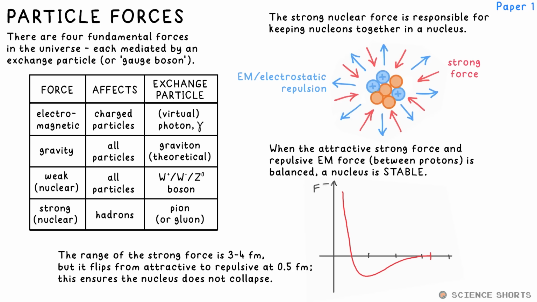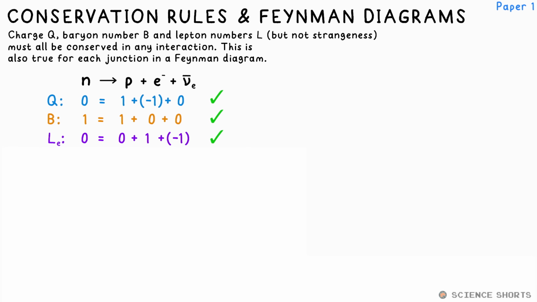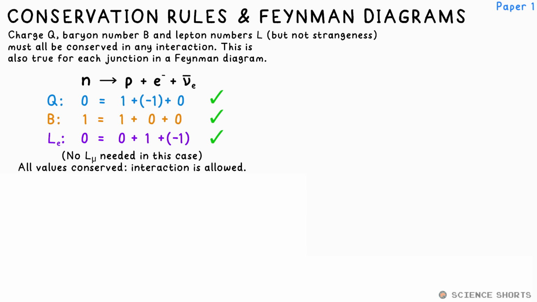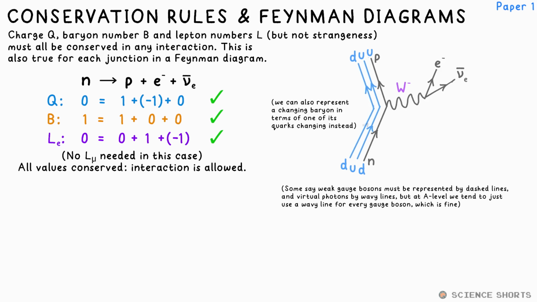The range of the strong force is 3 to 4 femtometers, but it switches from attractive to repulsive at 0.5 femtometers to stop the nucleus from imploding on itself. In any interaction, charge, baryon number, and lepton numbers must be conserved, which is why there must be an anti-electron neutrino added in a beta- decay equation to balance the lepton number. We can draw Feynman diagrams to represent these interactions. This will pretty much always be a weak interaction involving a W- boson, say for a beta- decay, or W+ boson for beta+ decay, or electron capture.